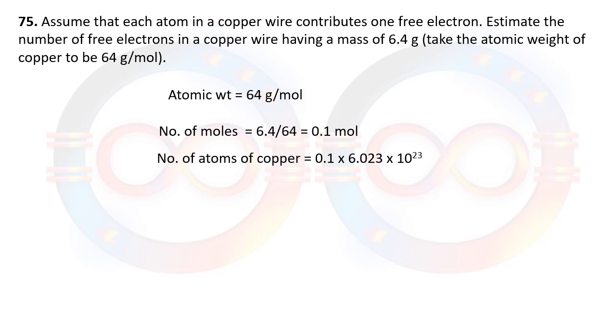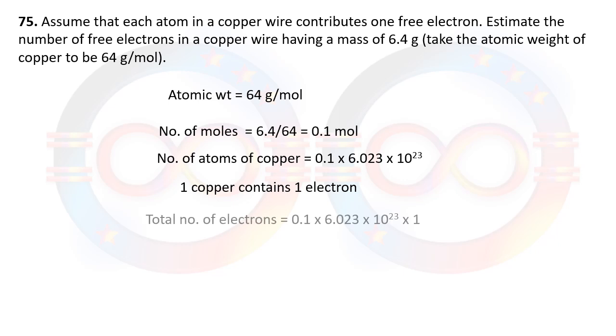So multiply by 0.1, it will be 6.023 into 10 raised to 22, and one copper atom contains one electron as per given in the question. Assume that each atom in a copper wire contributes one electron. So what is the total number of electrons? You multiply by 1 and the number is 6.023 into 10 raised to 22 electrons.